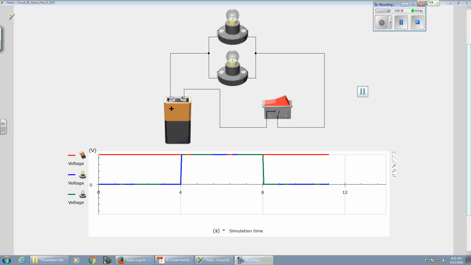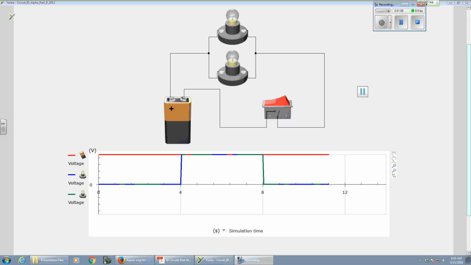So, what do you notice? What do you notice about the voltages here in this parallel circuit? They are constant. When the switch is closed, they're constant. You have the same voltage through the battery as you have across each of the bulbs. And that kind of makes sense when we think about our electron going around. It only goes through one of the bulbs.